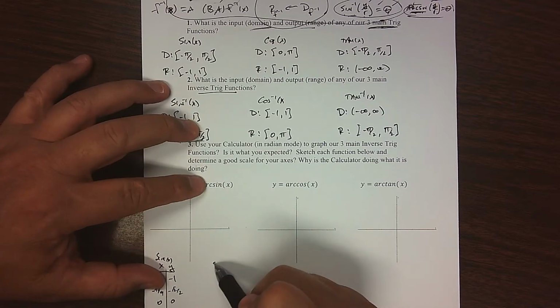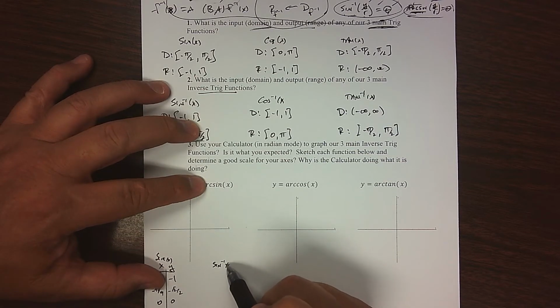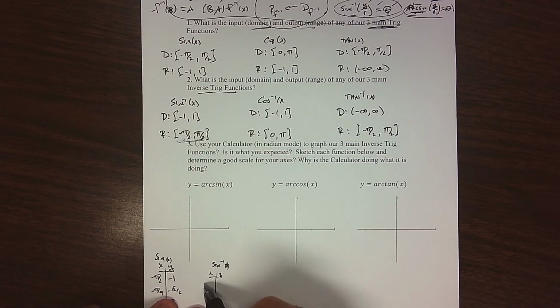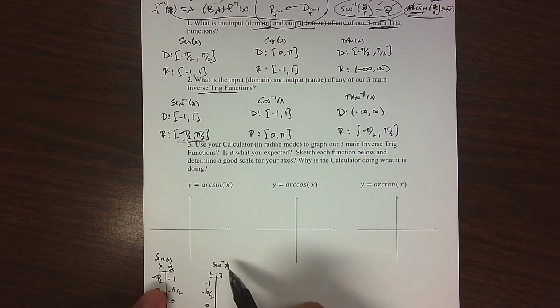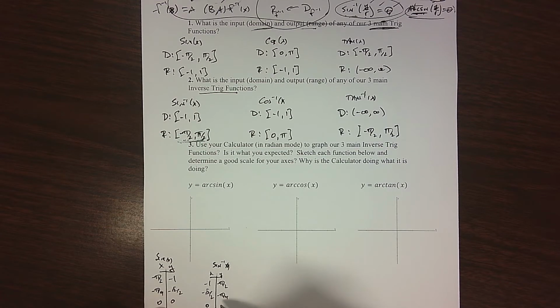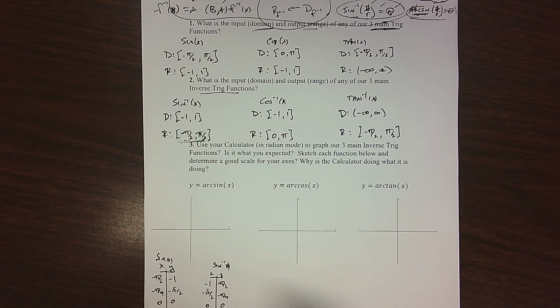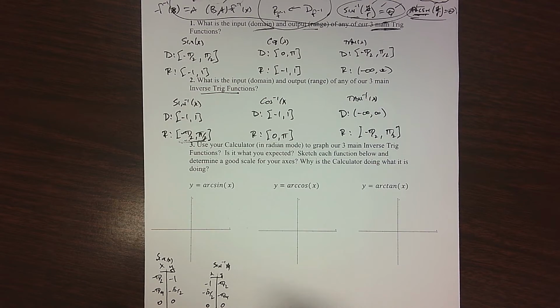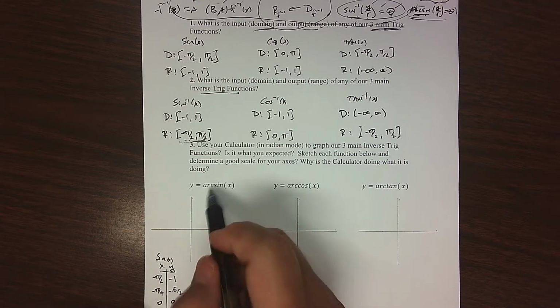So that means the inverse sine reverses these data points. Its input will be negative 1, negative square root of 2 over 2, 0, square root of 2 over 2, and 1, and then it's going to create these output values, respectively. That would be the graph of my arc sine, or inverse sine.